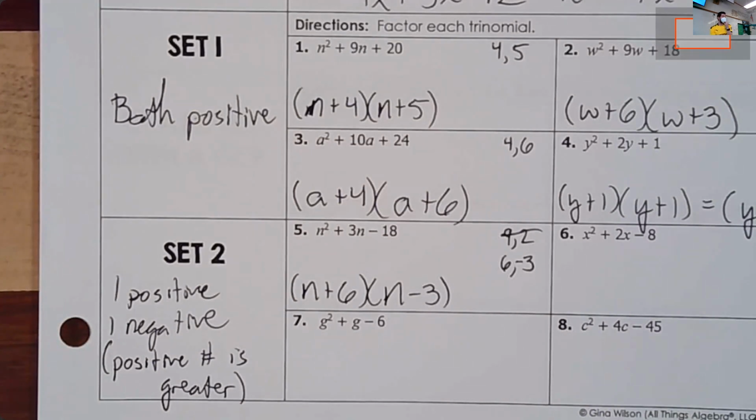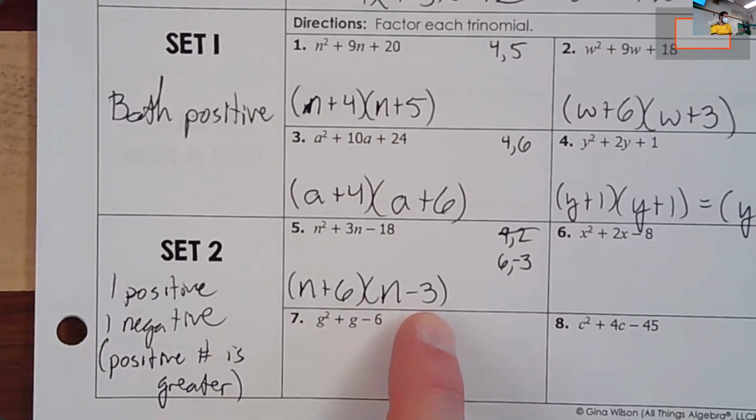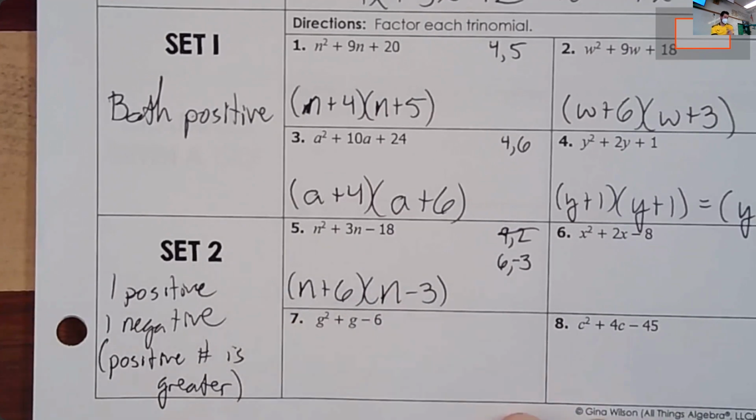Now, it does matter on this one which one has the plus and which one has the minus. That is absolutely crucial here. But you could have the minus 3 in the first set and the plus 6 in the second, and that wouldn't make a difference. As long as the negative is with the 3 and the plus is with the 6, you're good to go.